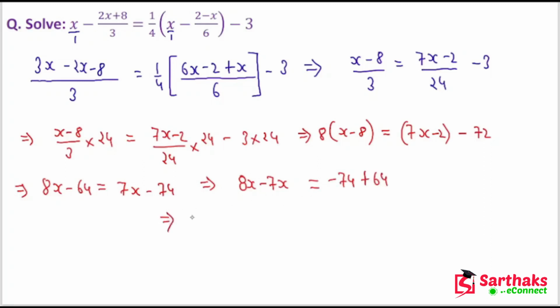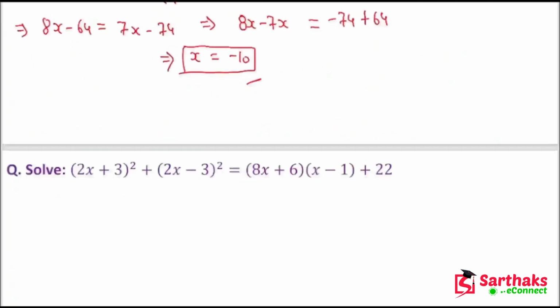So 8x minus 7x is equal to, implies that x, and minus 74 plus 64 is equal to minus 10, which is the required solution. So again we use the method of transposition here, and we got the answer. You can again put x equals 10 in the equation and verify whether LHS is equal to RHS or not. Let us take one more example.